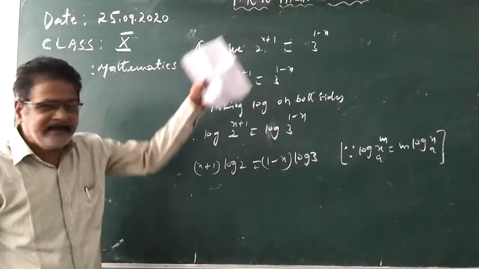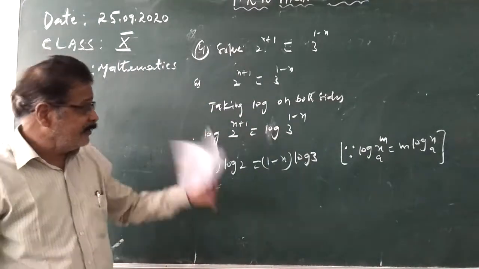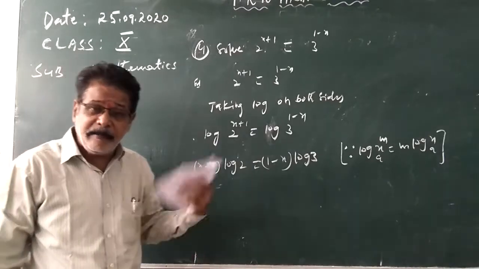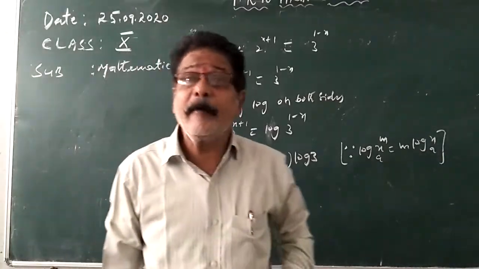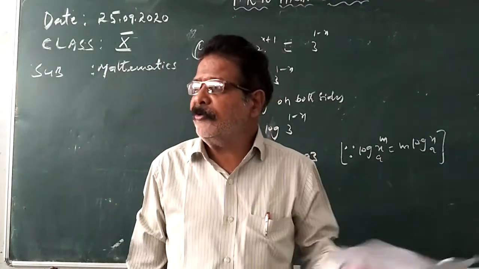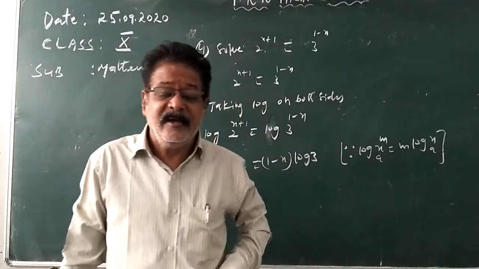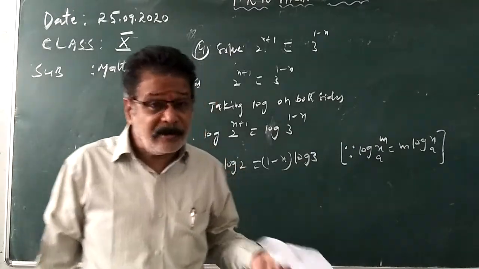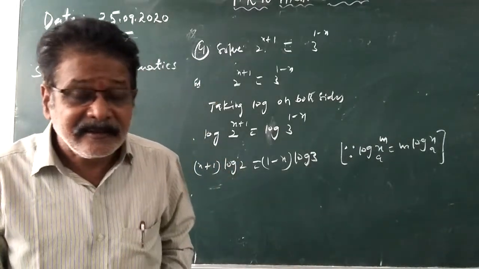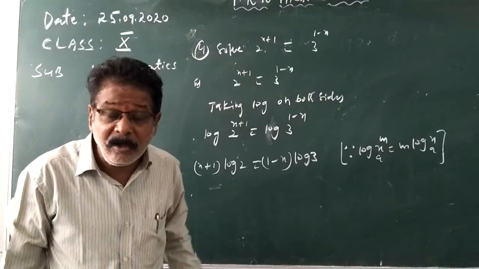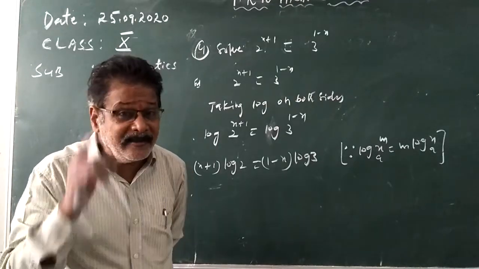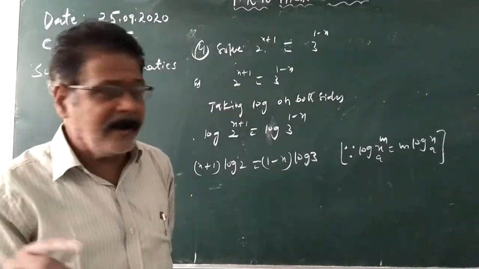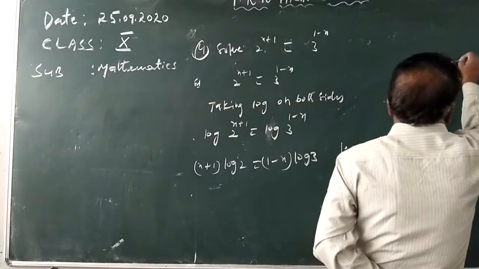Base nothing means base 10. When no base is given, what does it mean? Base 10 only. The base 10 logarithms are called common logarithms. Sometimes they don't mention any base. So when the base is not given, you should consider it as 10. The base 10 logarithms are also called common logarithms. Here for example, log 5 is given.